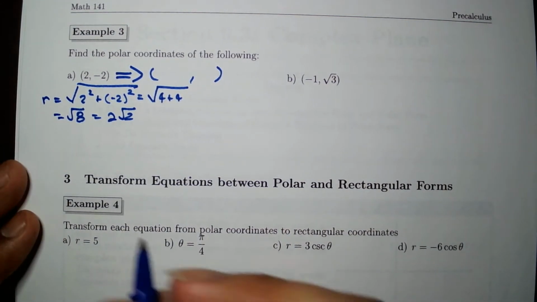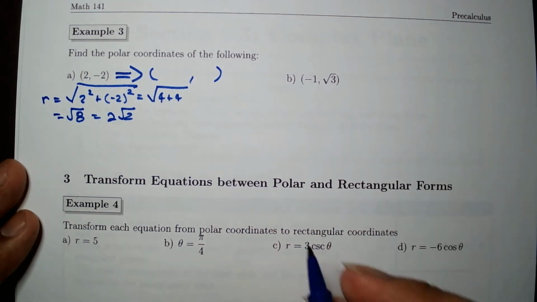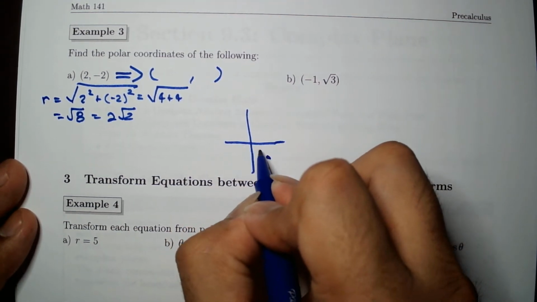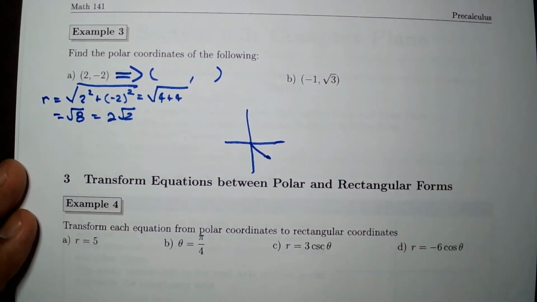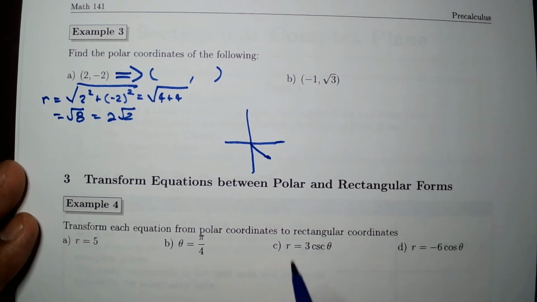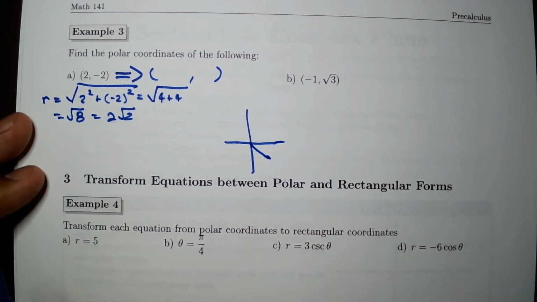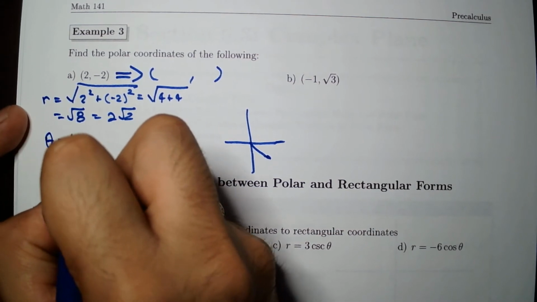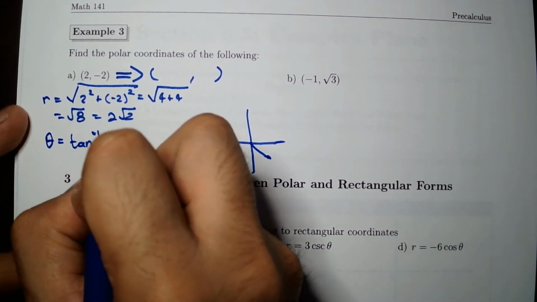All right. And by the way, which quadrant is this point in? This is the point 2, negative 2. All right, we will find out. And that's quadrant 4. In quadrant 4, adding the pi is not going to be necessary in this case. So theta is simply inverse tangent of y over x.